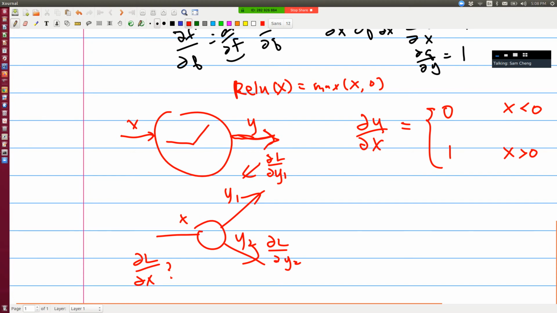Yes, but how to add them? We have to know the partial y1 multiplied by partial y2 divided by the partial x. Oh, yeah. So you can cancel the partial y1 and partial y2.